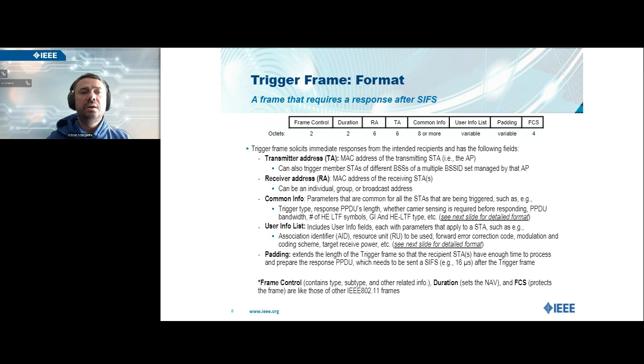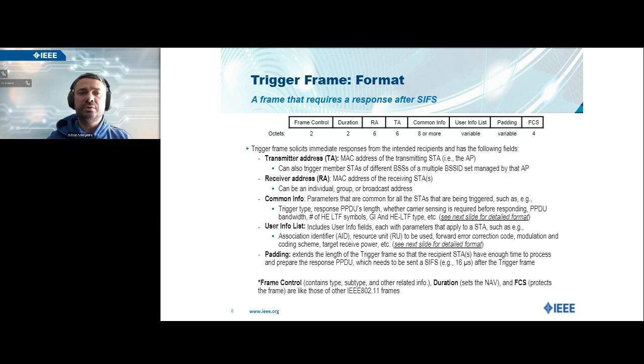In addition, the last field is padding, which essentially extends the length of the trigger frame so that it gives time to the recipient stations to be able to process the previous fields of the trigger frame, and be ready to generate the PPDUs in SIFS time after the trigger frame.